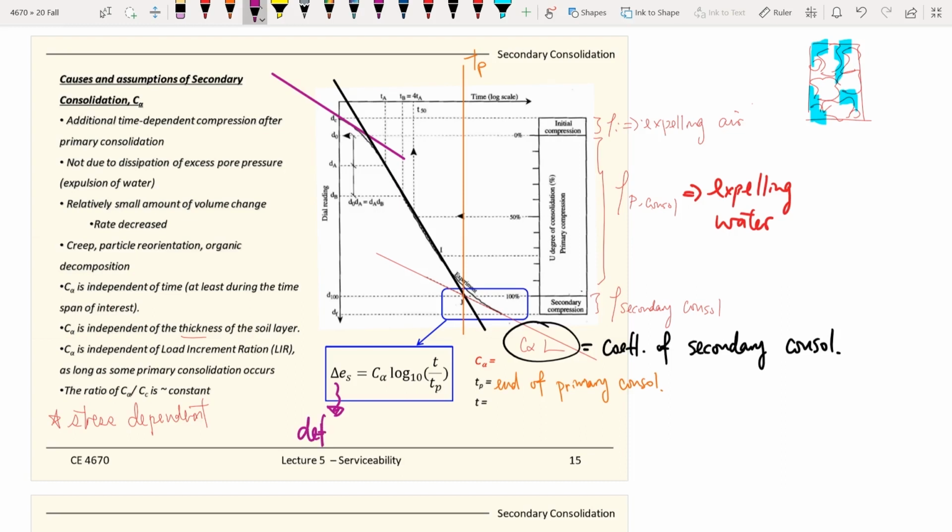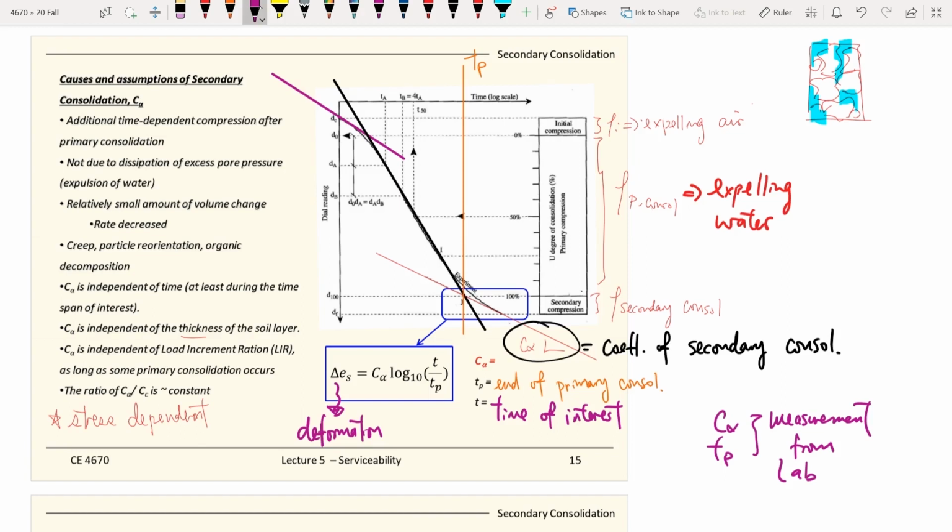So the formula here on the left hand side is, the deformation of secondary consolidation is equal to C sub alpha times log of T divided by T sub P. So the T here is the time of interest. And the C sub alpha and the T sub P are measurements from the lab. After you retrieve the soil samples, you ship them to the lab, and then you do a consolidation test. You get the settlement curve, then you can find out the C sub alpha and T sub P.